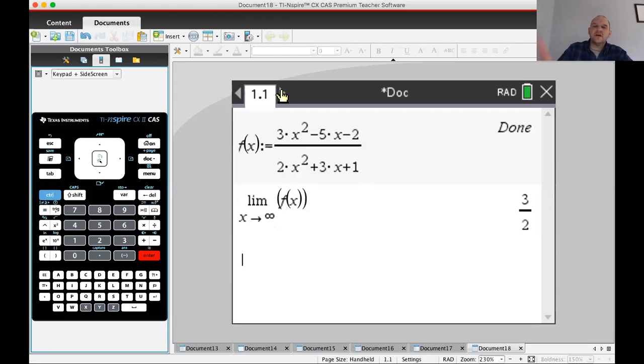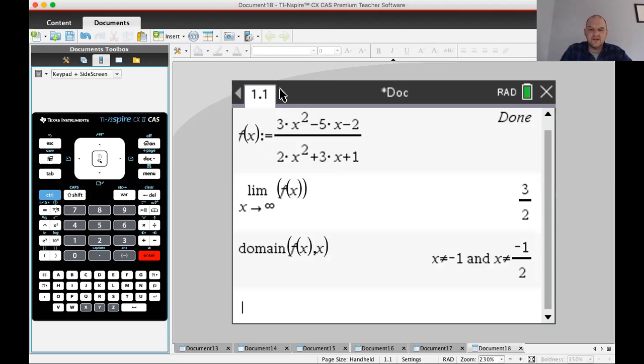How am I going to do the vertical asymptote? So let me do domain. As far as I know, the only way to get domain is either from the normal catalog, where you'd scroll through everything until you get to domain, or to type in domain. I don't think it's hidden in a menu. Here. Okay, so -1, -1/2, I'm expecting to be vertical asymptotes.